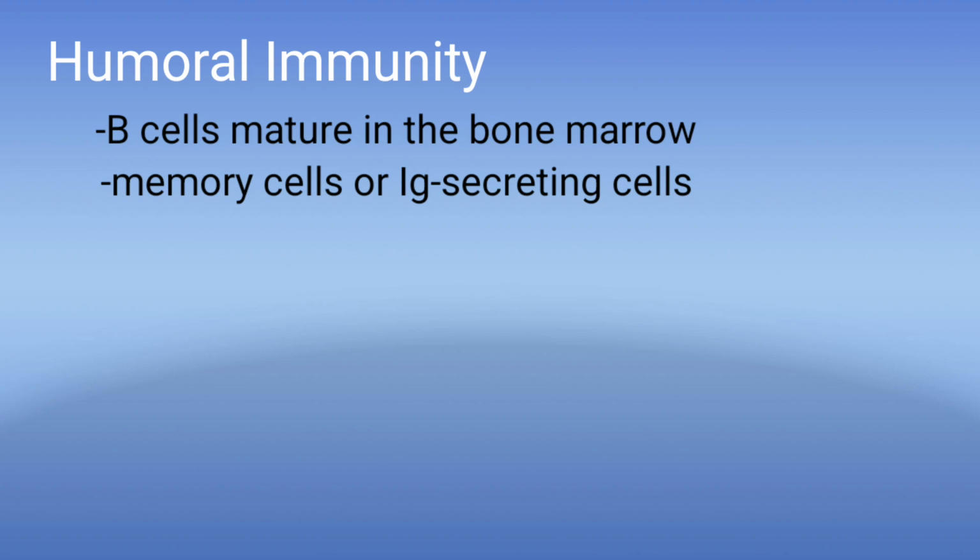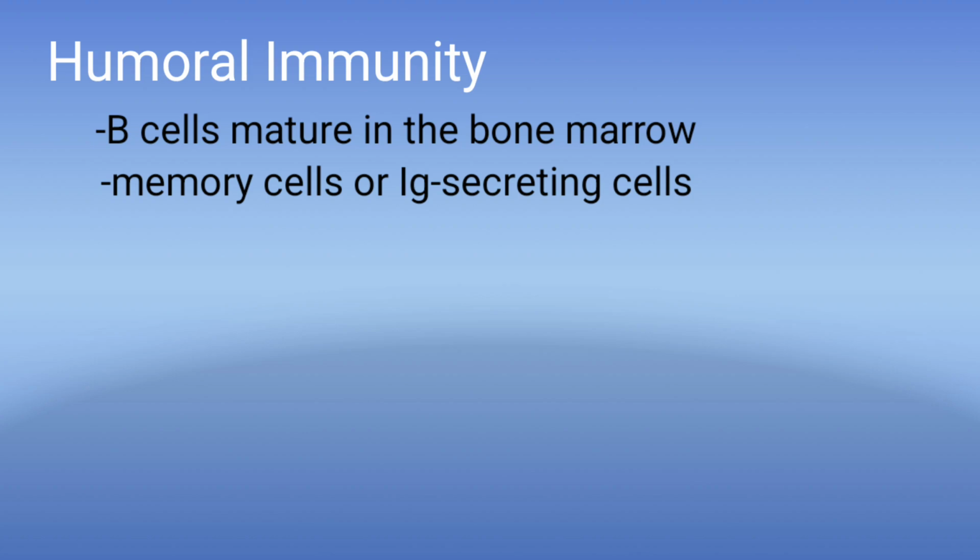Now we're going to talk about humoral immunity. B cells mature in the bone marrow and differentiate into either memory cells or Ig-secreting antibody cells. These cells eliminate extracellular bacteria, neutralize bacterial toxins, prevent viral infection, and produce an immediate inflammatory response.